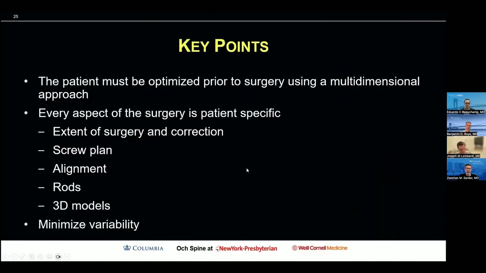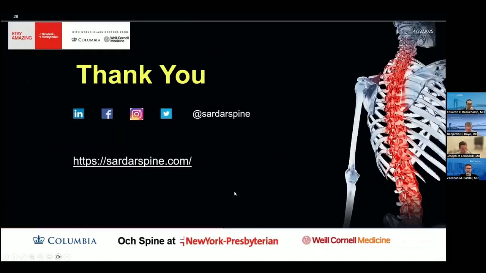And so the key point is, all this starts before the surgery. We must optimize these patients and get them ready prior to doing these huge surgeries on them. And then every aspect of the care of these patients is patient specific, including the optimization, including the extent of surgery and correction they need, the planning of the screws, the alignment, the rods, the 3D models, interbody implants. Everything is patient specific, and all that is done to minimize the variability from the plan that we have created.